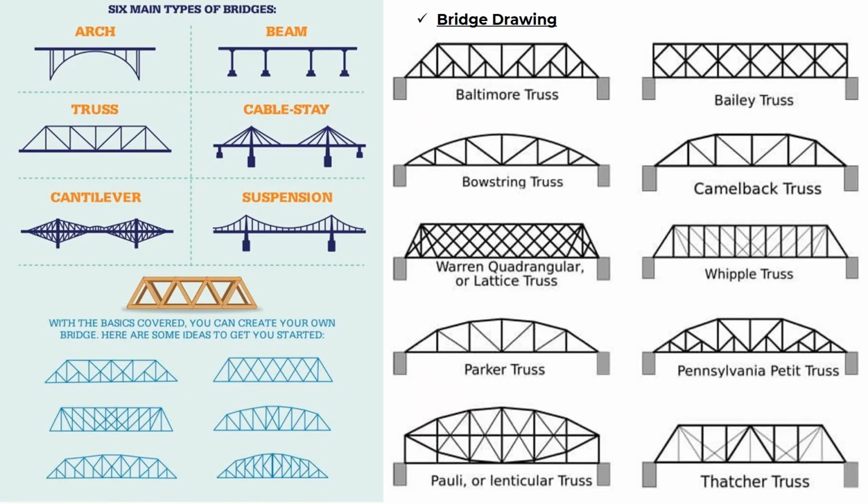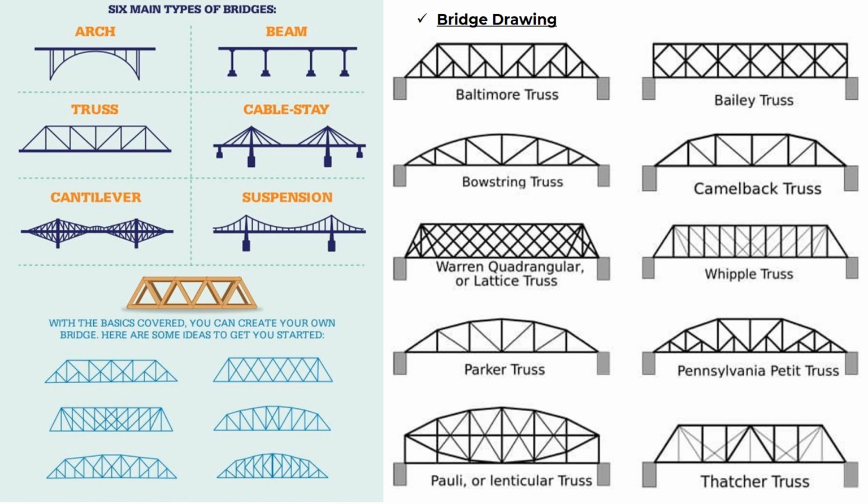Now we move on to your bridge drawing. So in here, you can see the 6 main types of bridges, namely arch, the beam, the truss, the cable stay, the cantilever, and suspension. We will just introduce bridge drawing and types of bridges in here, and you will go into details in your design subjects. In bridge drawing, you also have different types of truss.